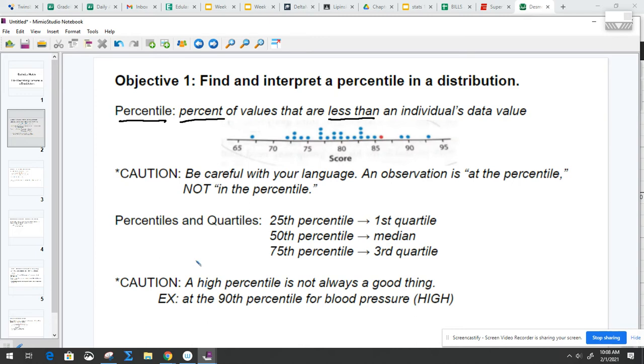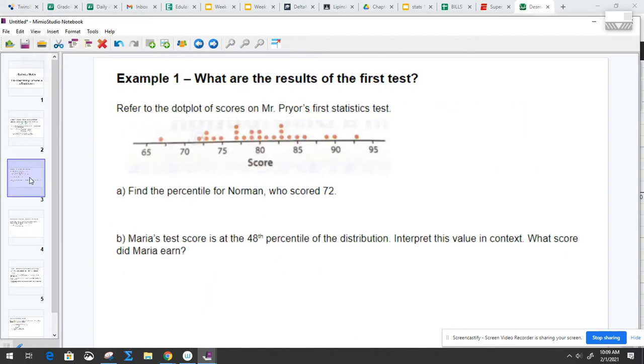A high percentile is not always a good thing. If we're talking about blood pressure, if you're at the 90th percentile for blood pressure, that means your blood pressure is higher than 90% of everyone else around. So that's not a good thing. So you have to understand and keep it in context with what we're talking about. And it's the same thing with having a low percentile. Sometimes a low percentile can be good. Sometimes it can be not so good, depending on the data that we are discussing. So very important here that we use the correct vocabulary: at the percentile, not in the percentile. And again, I'll discuss that as we go over this next example in the next slide here.